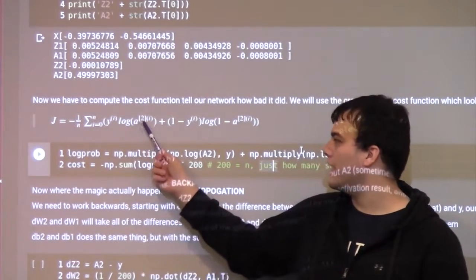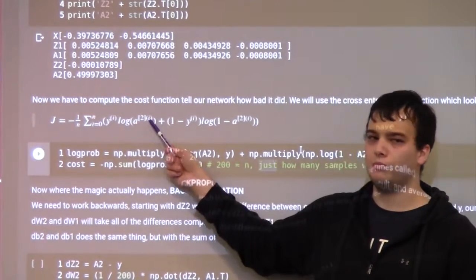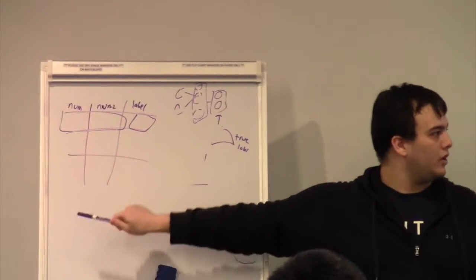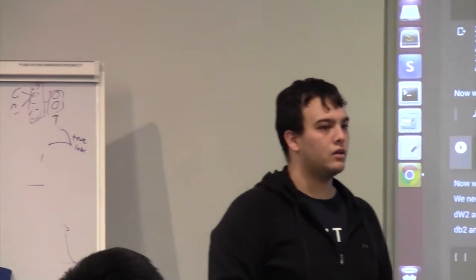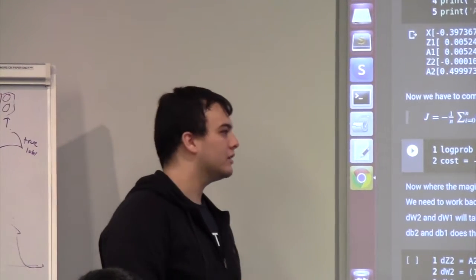And we're taking our A2, which is our output value, at the point i, which is just one of these rows, and we're comparing it. Is that just cross entropy for binary classification? Yeah, it's just binary cross entropy. BCE.